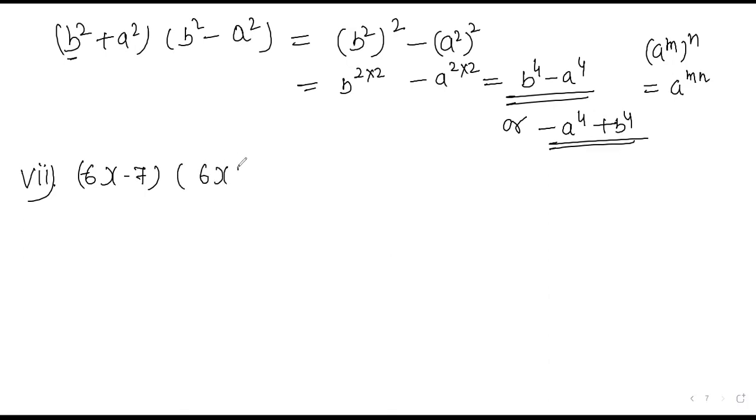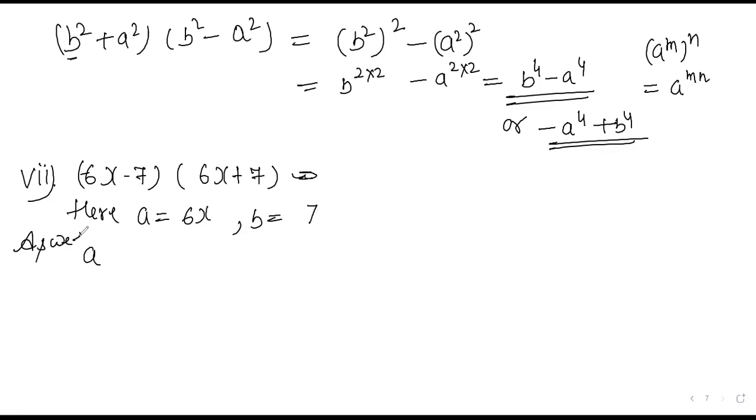6x minus 7 and 6x plus 7. Now here again it is a minus b, a plus b, so you will simply use this identity. Here you can write a is 6x and b is 7. So a minus b, a plus b is written as a square minus b square. Sorry, not plus, that is a minus sign.